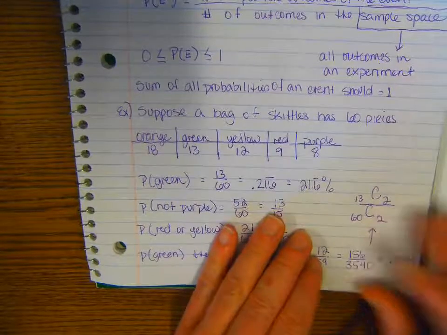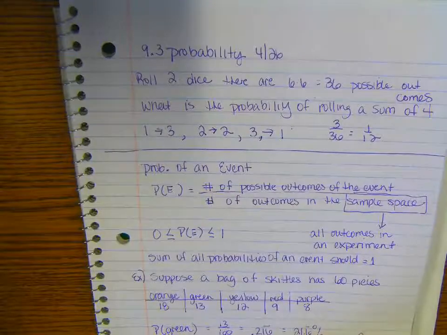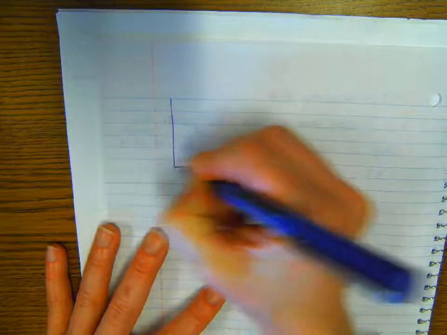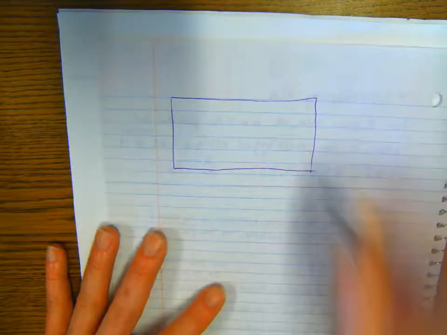All right, one last thing that we should review about probability are Venn diagrams. Did you do any Venn diagrams last year with probability? Okay, so let's draw a Venn diagram. I think you guys have seen these before, right? They've got 2 overlapping circles.